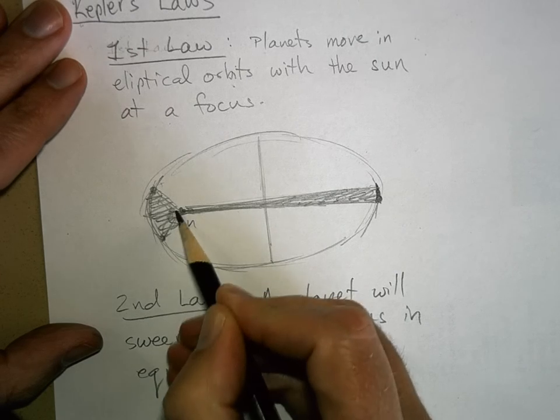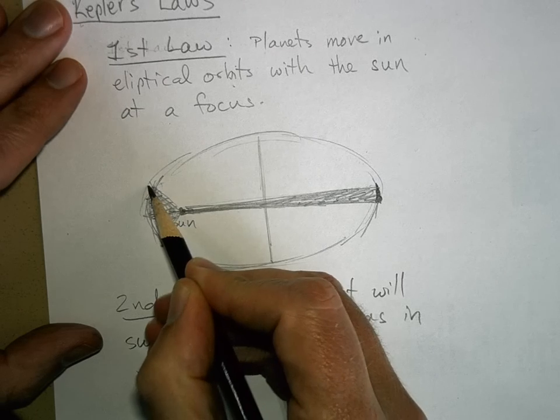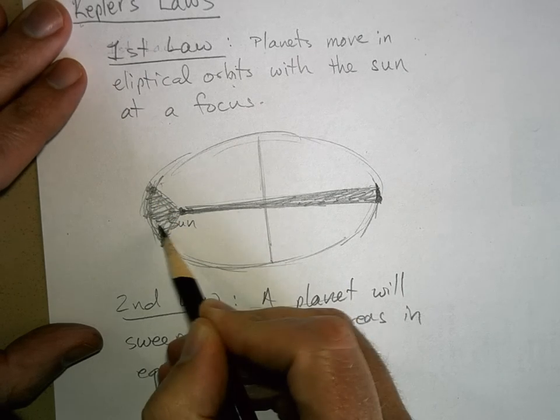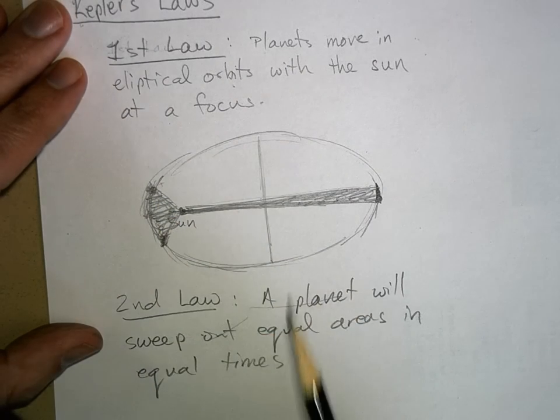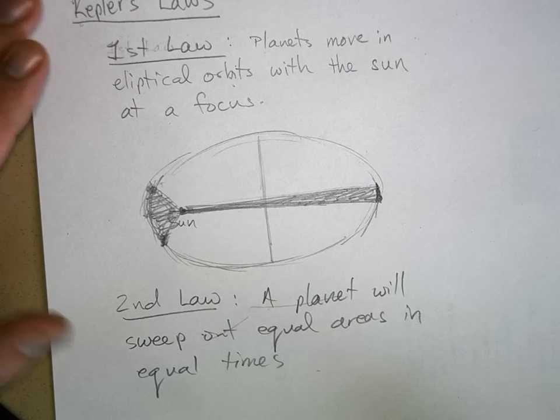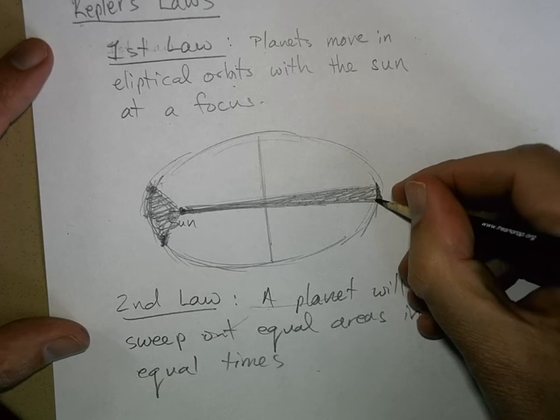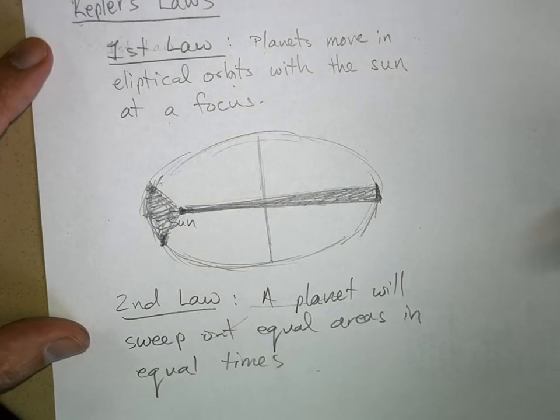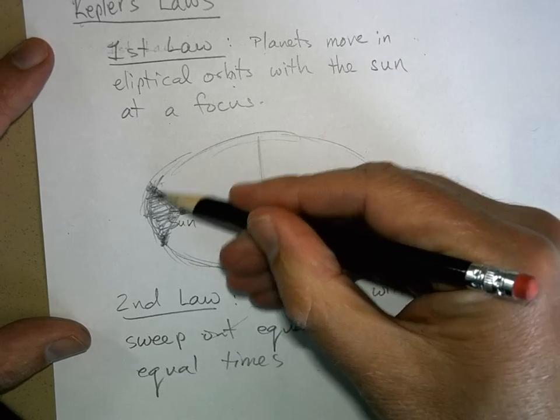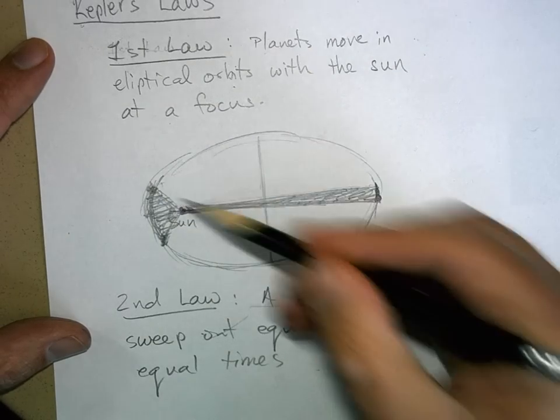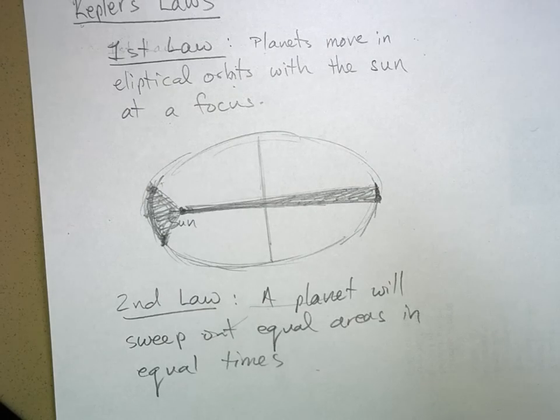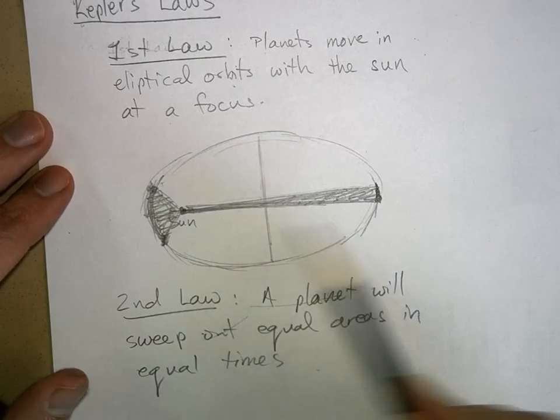So he said that the area of this has got to be equal to the area of this if the planet is moving around the sun. Equal areas in equal times. Well, I think you can see that if in a month you go from here to here, you're going a lot faster over here, and that is true. The closer you are to the sun, here's what happens.